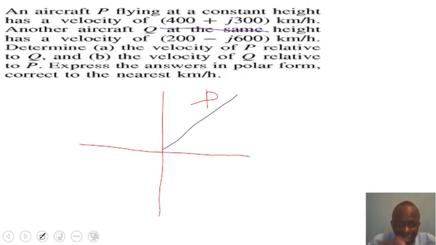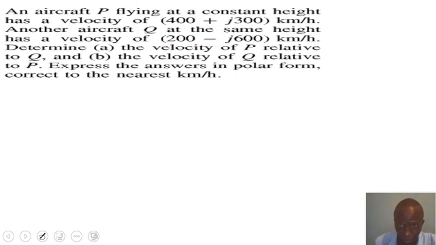So that means they're in the same plane. So we're going to create the height as the same plane. Try to think of it that way. The other one has got a velocity of 200 minus j300. Now, determine A, the velocity of P relative to Q. B, the velocity of Q relative to P. Express the answers in polar form.